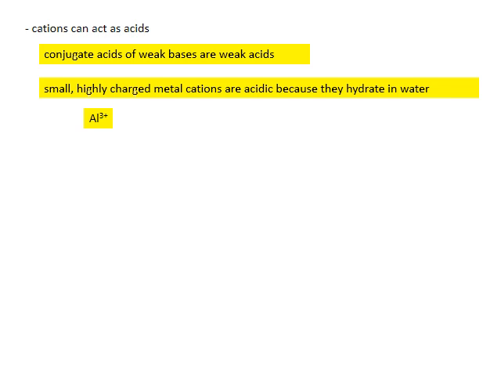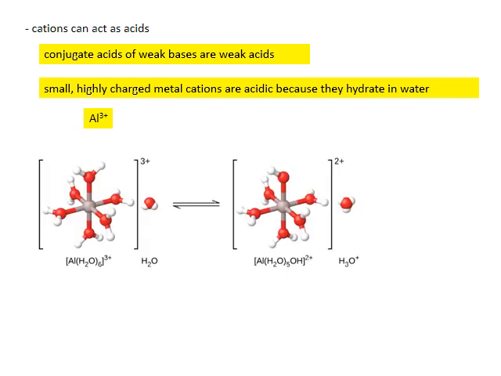At first glance, metal cations don't seem to be acidic because they don't appear to have any protons that they can donate. However, some metal cations don't exist in water as isolated ions. They form complex ions with water molecules. An example is the aluminum complex ion shown. The aluminum cation forms bonds to 6 water molecules.